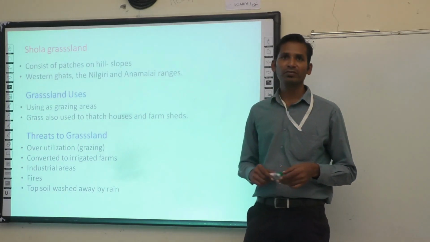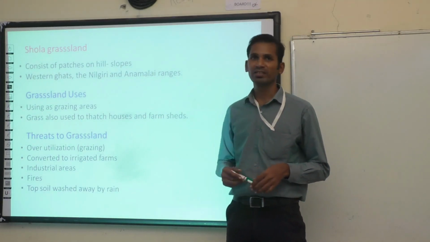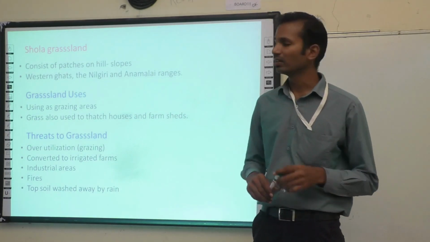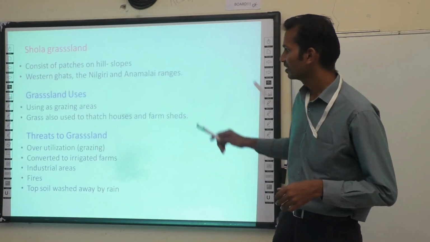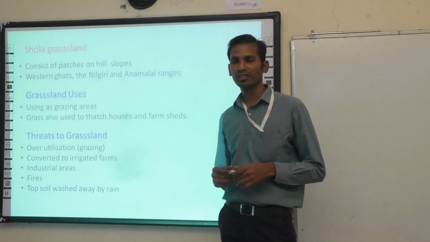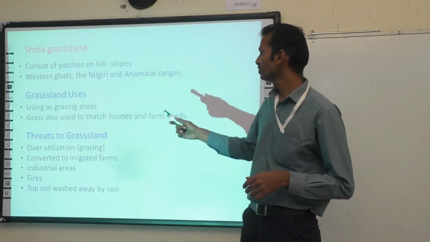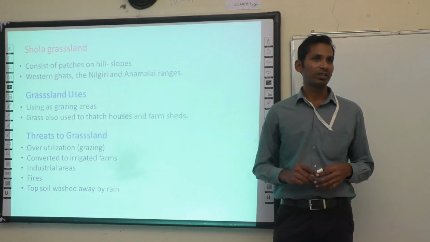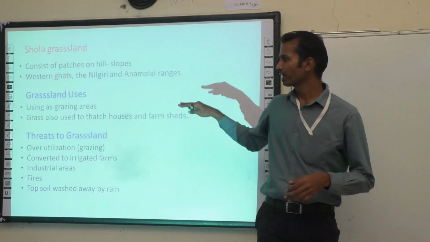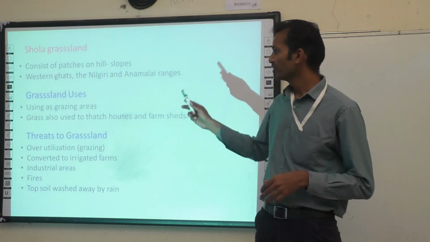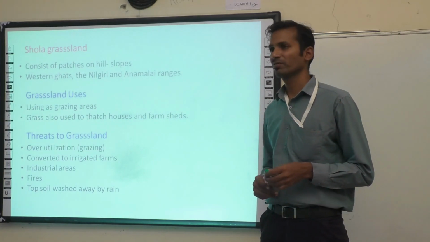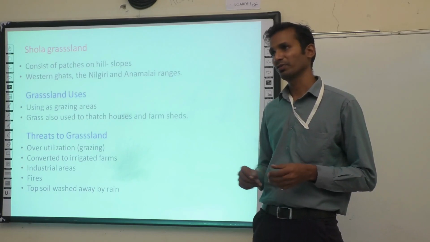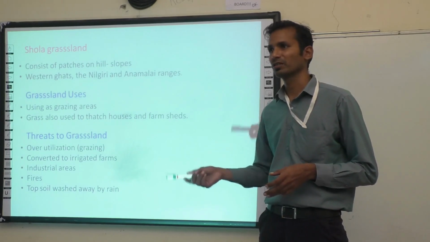The major use of these grasslands is for grazing. Animals like goats and cows are totally dependent on the grassland for their food. These grasslands are used as grazing areas, and are also used for thatch houses and farm shelters. We have seen some houses roofed with these kinds of grasses. Some people also dry the grasses and use them as fuel.